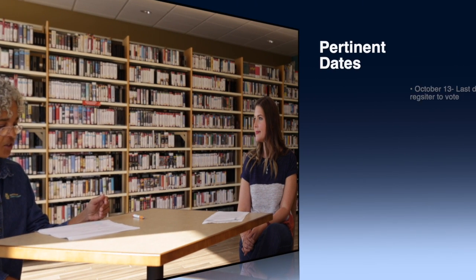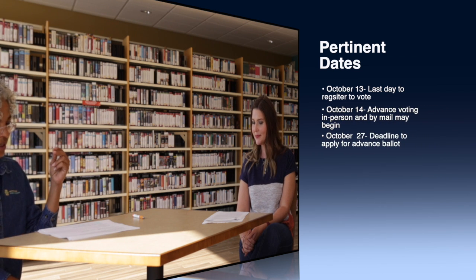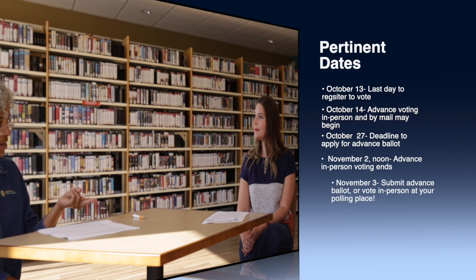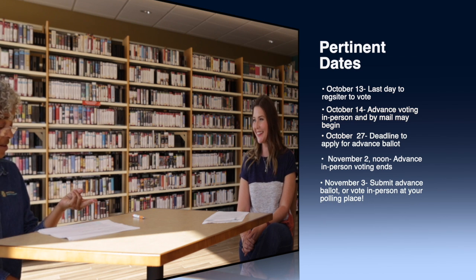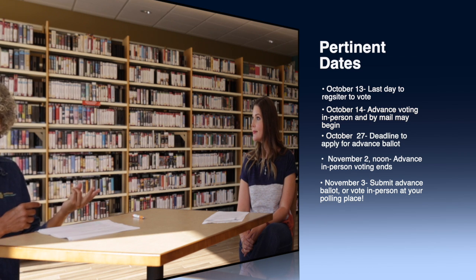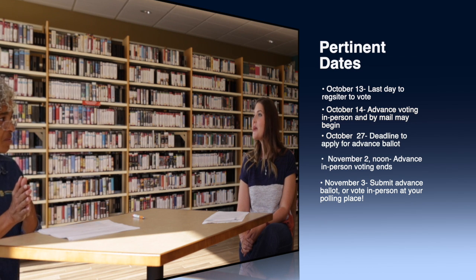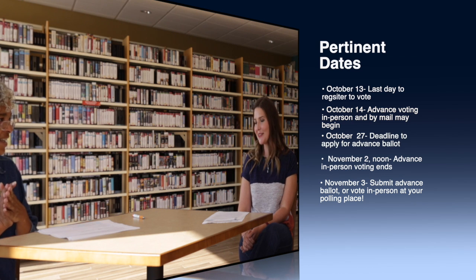So the pertinent dates then for this season, for the general election, we've got October 13th as the last day to register to vote. The beginning of advance voting is October 14th, which you can do in person or by the application for an advance ballot. You can start making your application now. Oh, absolutely. But don't expect to get it before the 14th. Right. Legally, we can't send it out until the 14th. Okay.